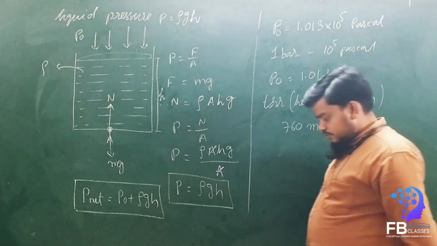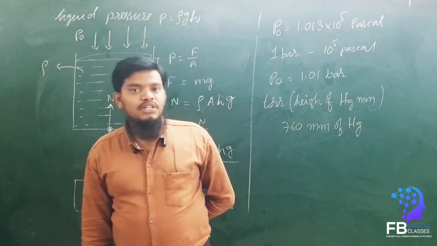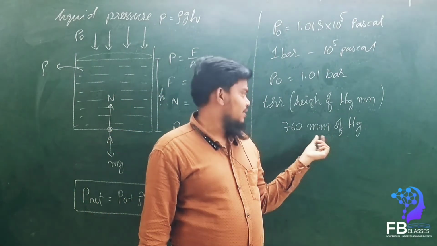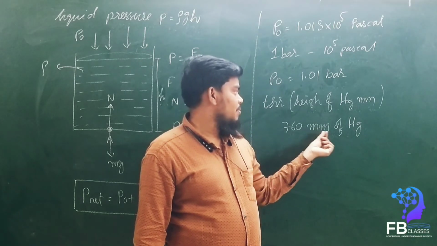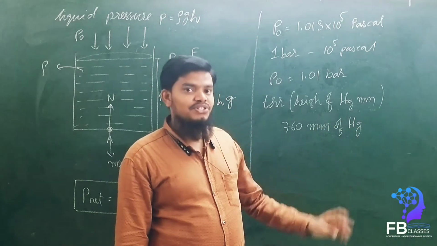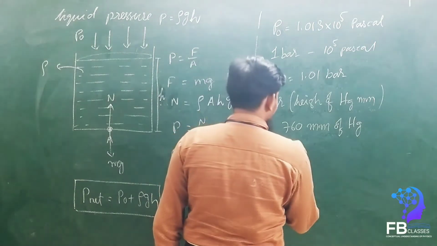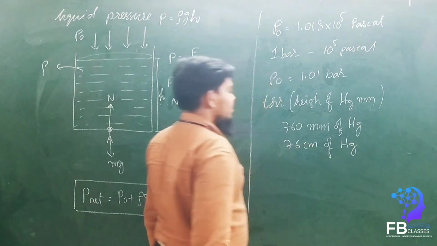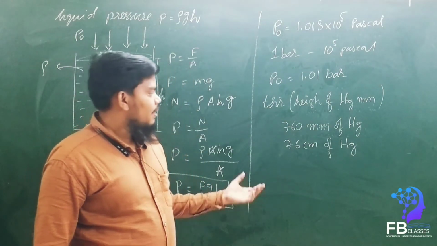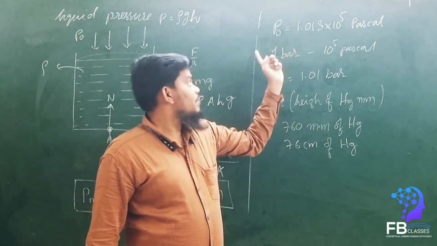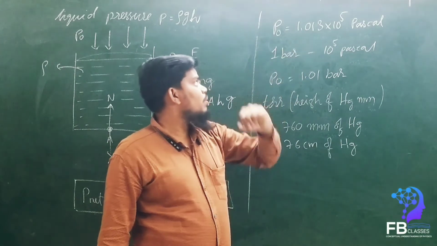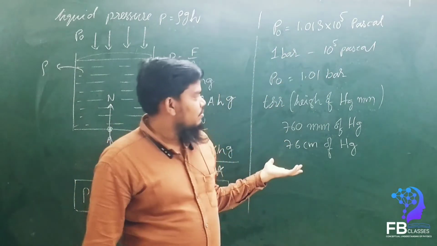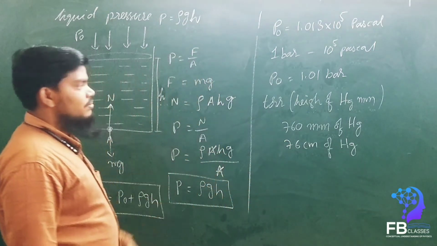In most of the problems, they will give the pressure in the form of height of the mercury column, like mm of Hg or centimeter of Hg. If you take it in centimeters, it is 76 centimeter of Hg. Are you getting my point? Let's see the atmospheric pressure. This P naught is equal to 1.013 into 10 power 5 pascals. How does it come? We can easily find out with the barometer.